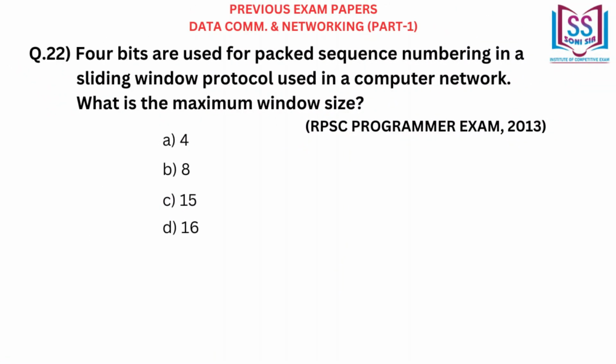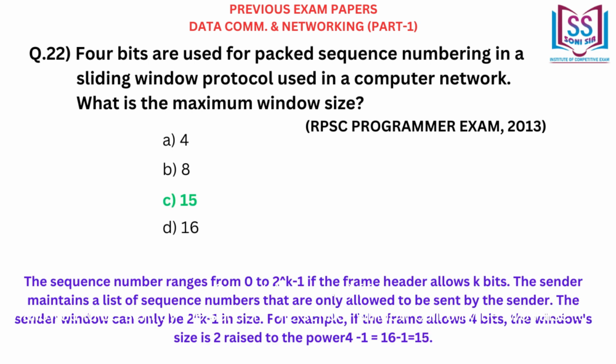4 bits are used for packet sequence numbering in a sliding window protocol used in a computer network. What is the maximum window size? A. 4. B. 8. C. 15. D. 16. Correct answer: C. 15.